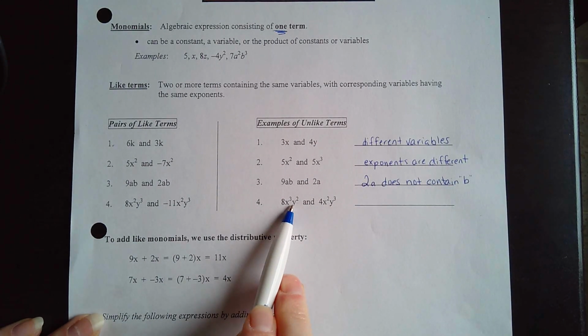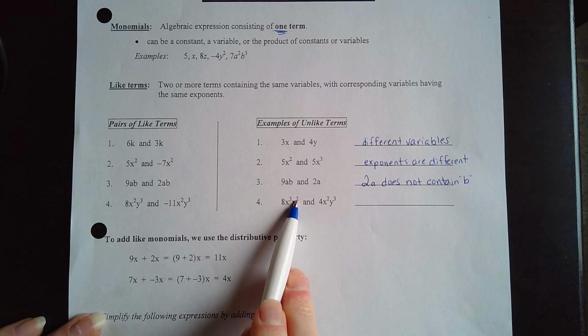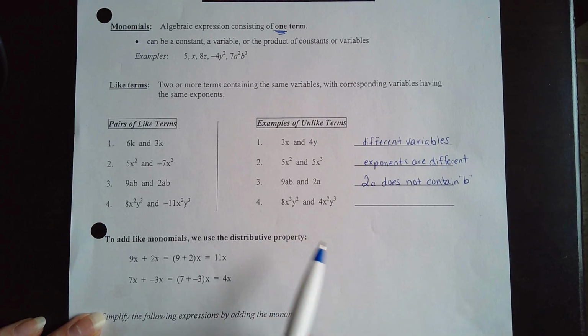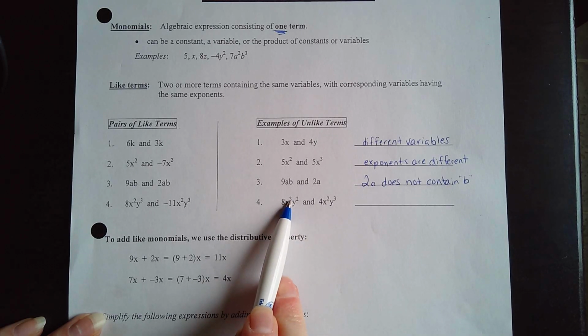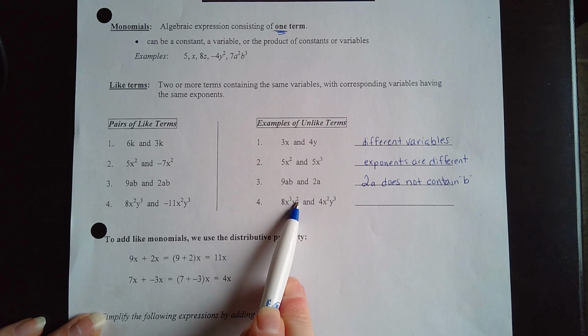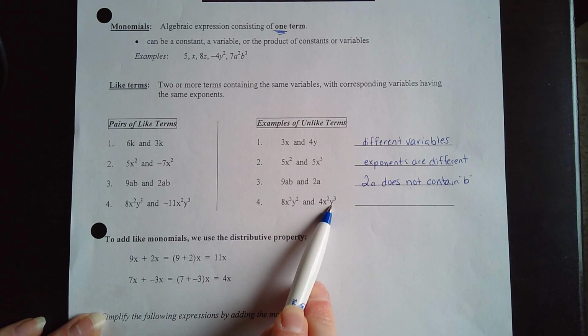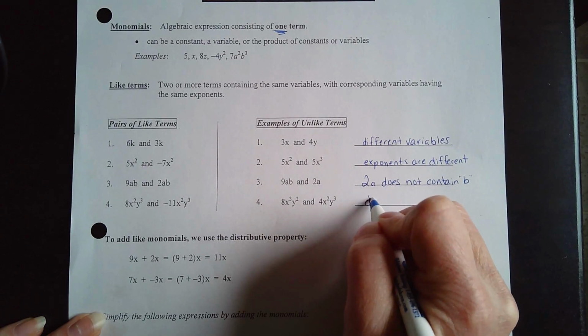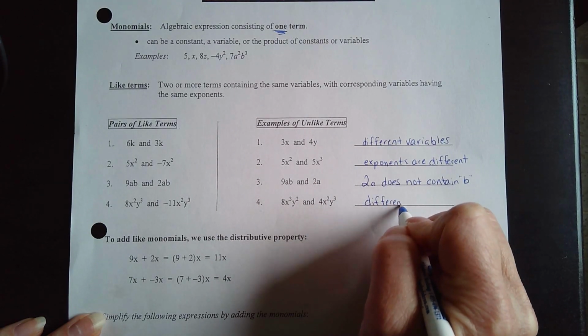And our last one, you have to take a close look at those. They both contain an x and a y, but look at what they did with the exponents. The exponents switched. This x is to the third power, this is to the second, where our first term has y to the second power and our second term has y to the third power. So their exponents are really different.